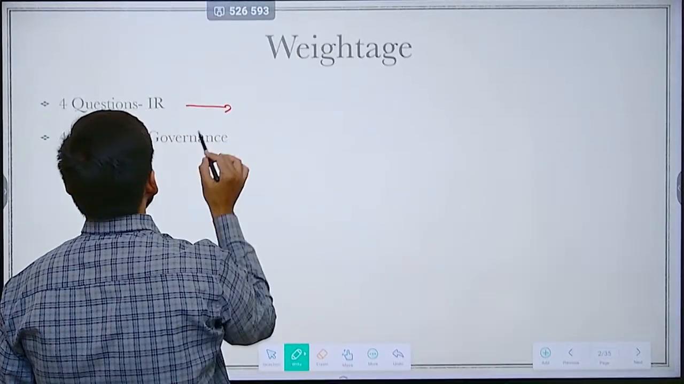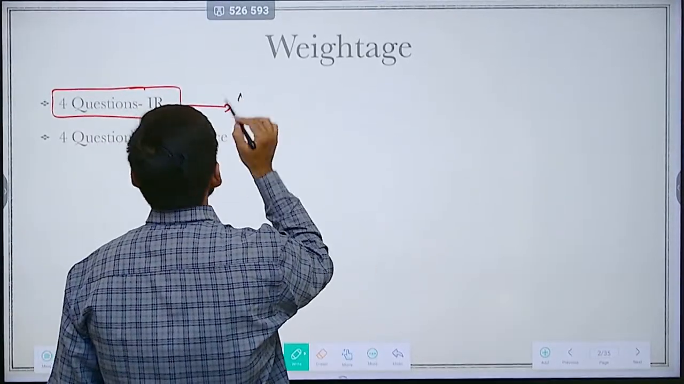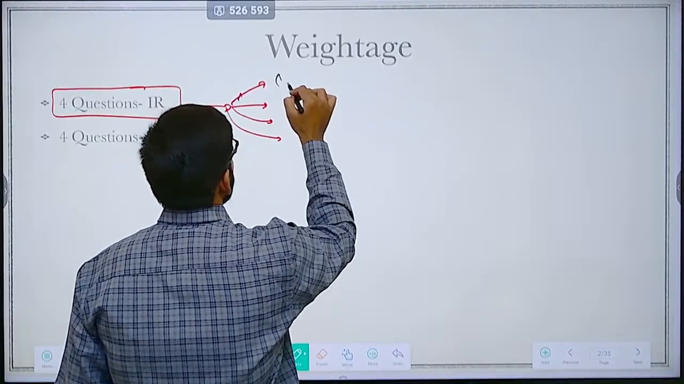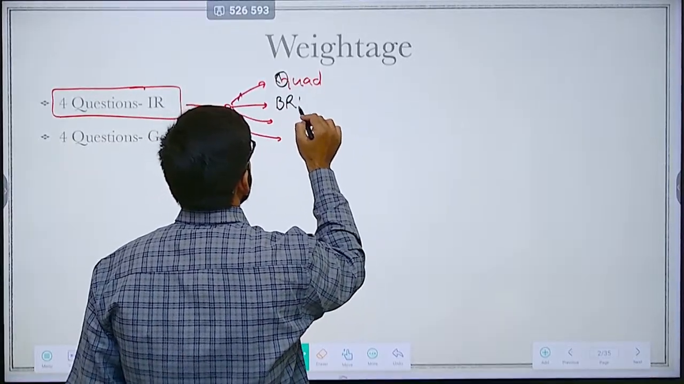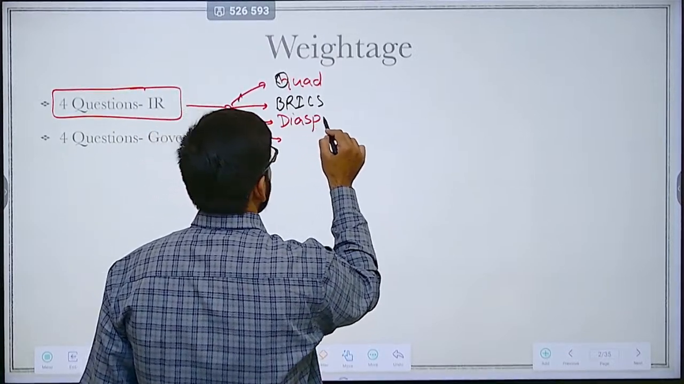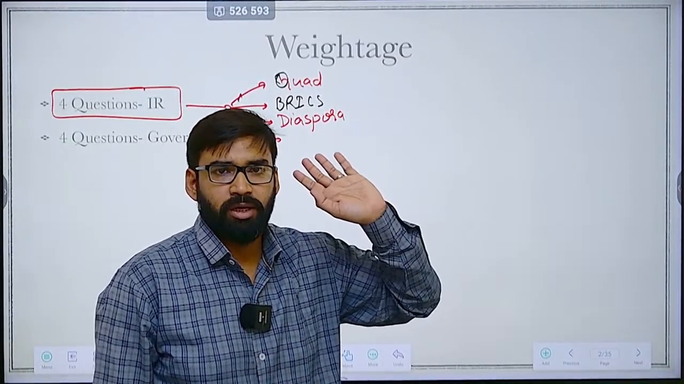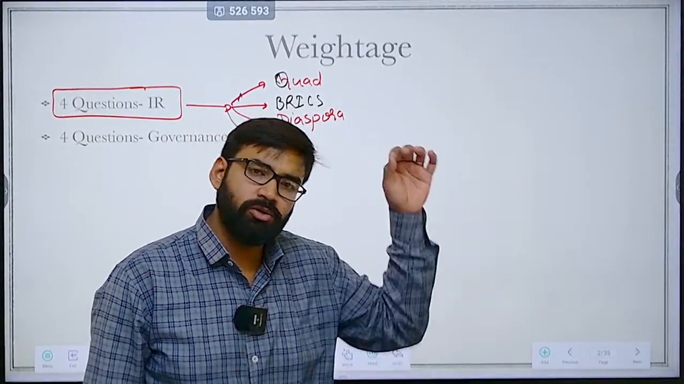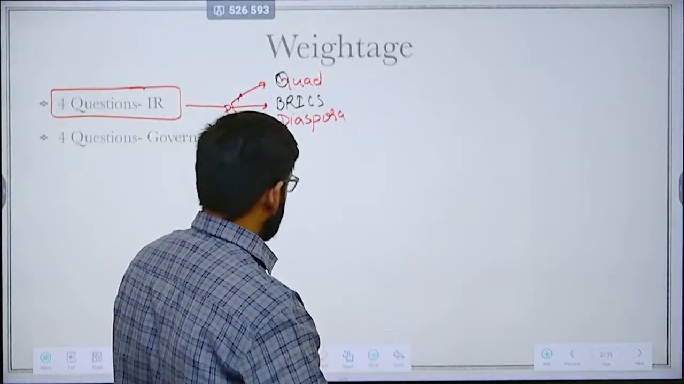Now, in the paper there were 4 questions from international relations. This time UPSC has asked a question from QUAD. Then the question was there from BRICS. Then diaspora, every year you will get one question from diaspora. This is very important and this topic is mentioned in your syllabus. UPSC has not asked anything out of the syllabus, everything was in the syllabus.